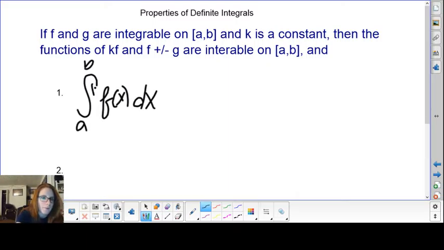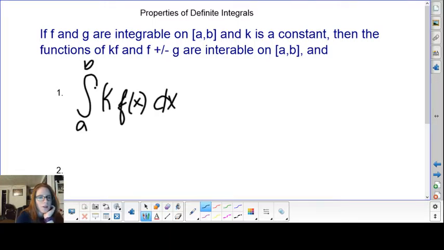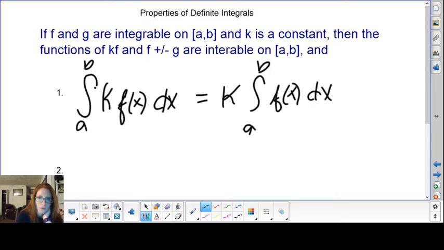Oh, I may have my k there. So one more time: the integral from a to b of k times f of x dx is the same thing as k times the integration from a to b of f of x dx. That's the constant rule, like what we did a couple days ago when we first talked about integration.